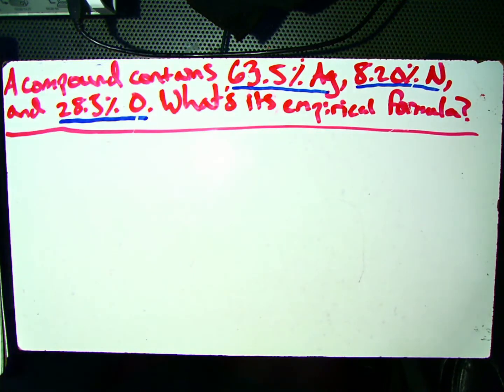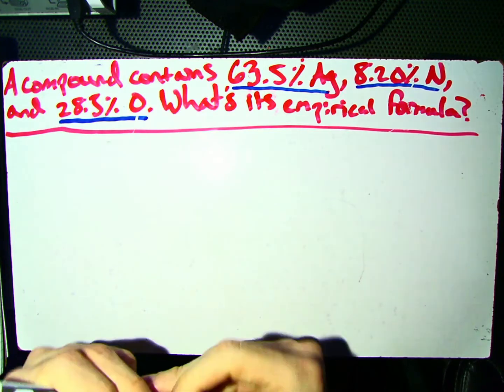So, how do we do something like this? A compound contains 63.5% of silver, 8.20% of nitrogen, and 28.3% of oxygen. What's its empirical formula?